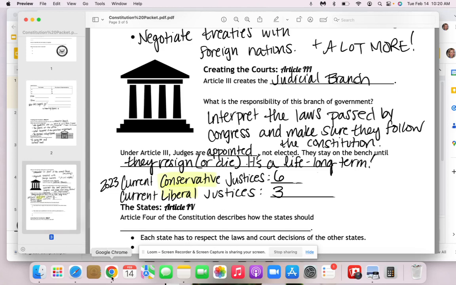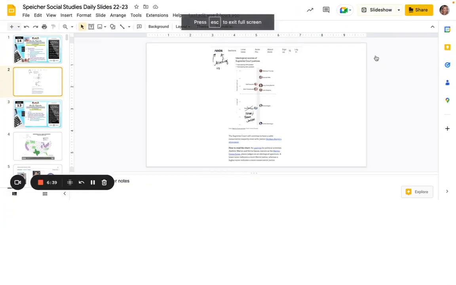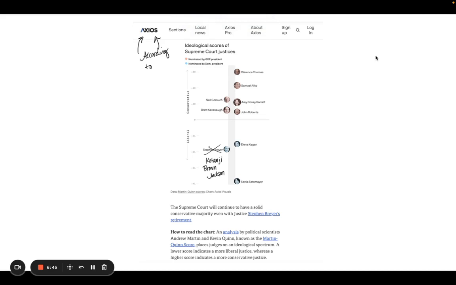Before I leave you, I want to show you this infographic that I've posted on my daily agenda slide, just so you can look at who these justices are. This is according to Axios, and this was published earlier in 2020, I believe in June. And it talks about if we flip this political ideology on its side 90 degrees, and we put the conservatives over here and the liberals over here, it looks like the one we talked about in class.